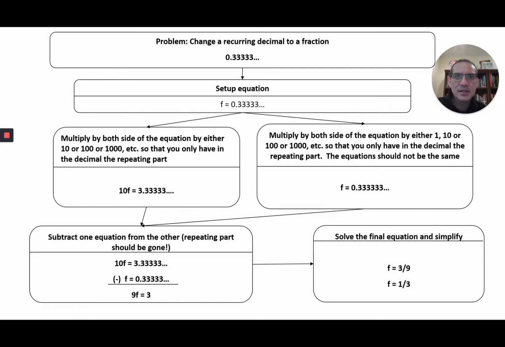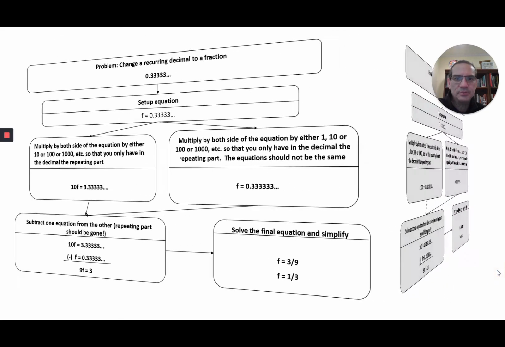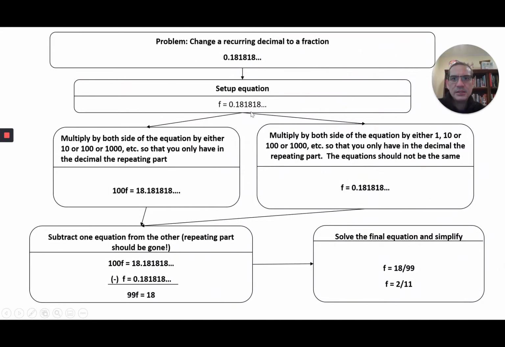Okay, that's one example. Let's check another example. Now in this case, the repeating part is 0.18, 18, 18, 18. So in this case, I cannot multiply by 10 because I will end up with 8, 18, 18, 18. So I don't satisfy the condition that I only want the repeating part in that portion. So I have to multiply by 100. Then it gives me 18 point. So I multiplied both sides by 100, so 100f and 18 point, and I got again the repeating part over here. And now you can see the pattern.